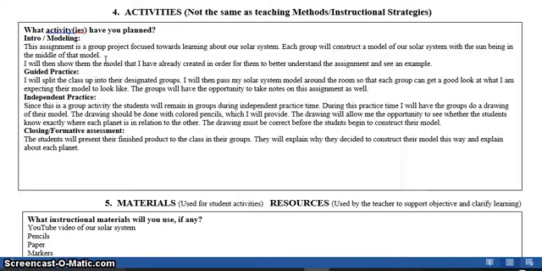Alright, I will be walking you through my lesson plan, sections 4 through 6. Section 4, the activities. My activities for the intro and the modeling.